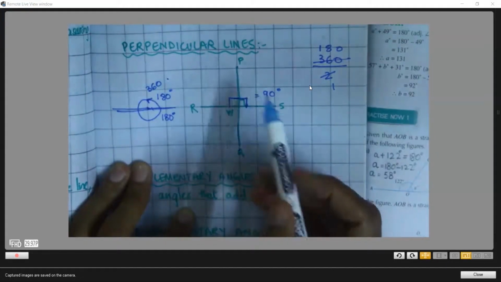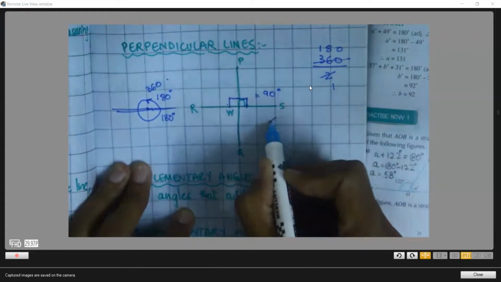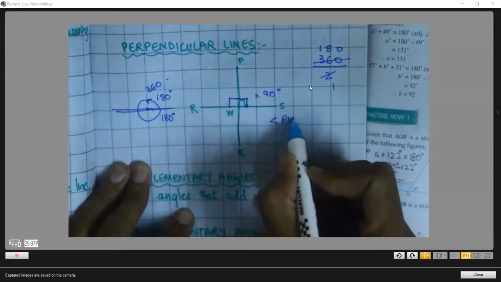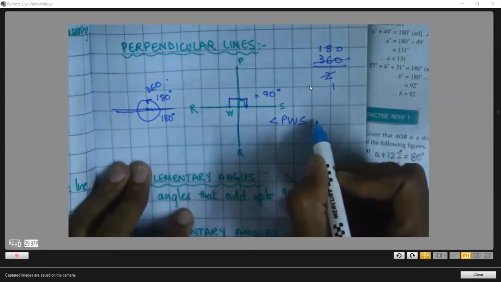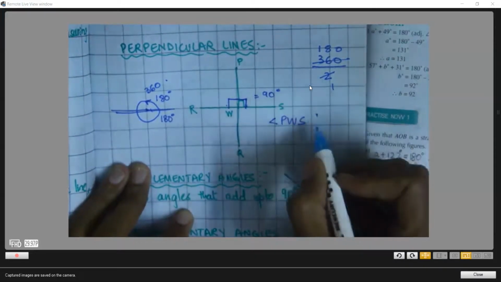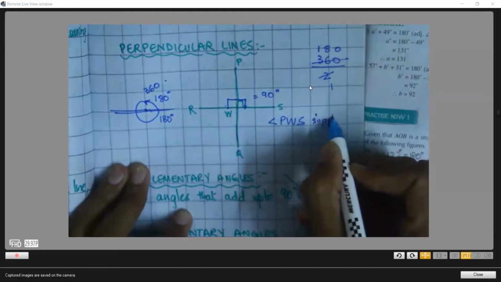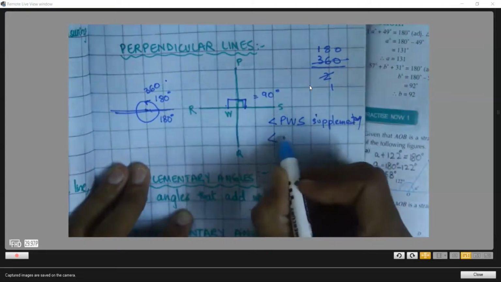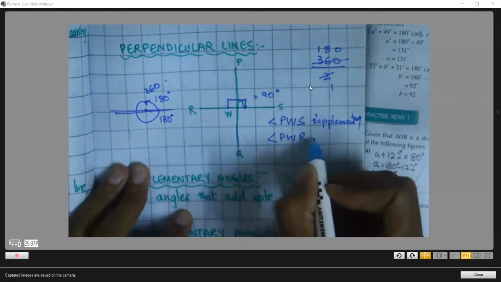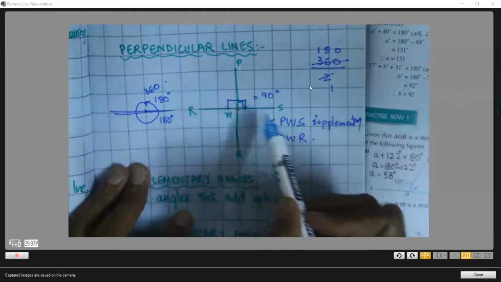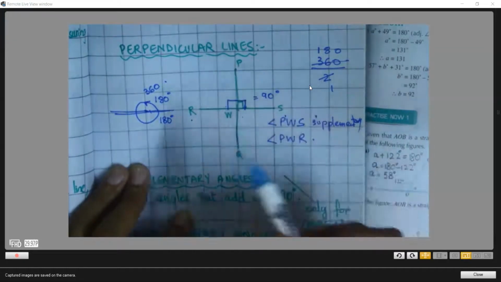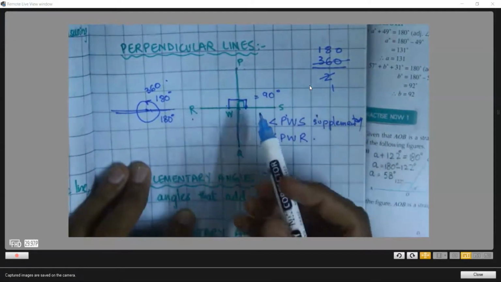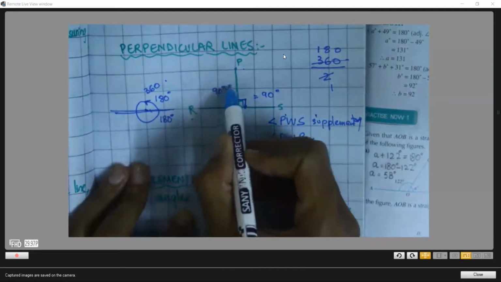So we can say that angle PWS is supplementary to angle PWR. Or you can say angle PWS and PWR are supplementary. Supplementary meaning adding up to 180 degrees.